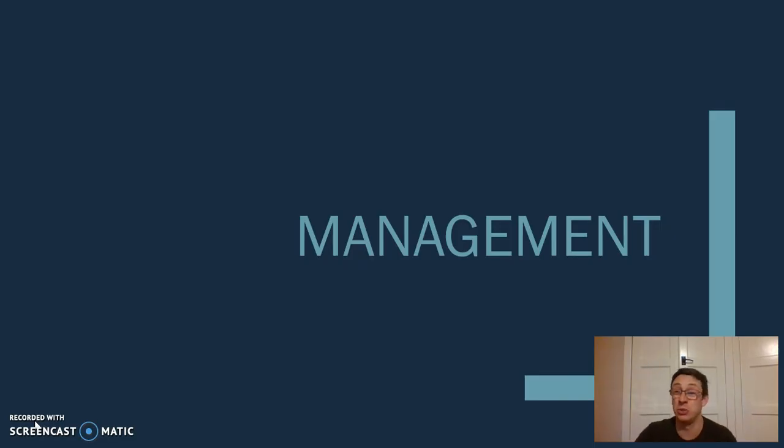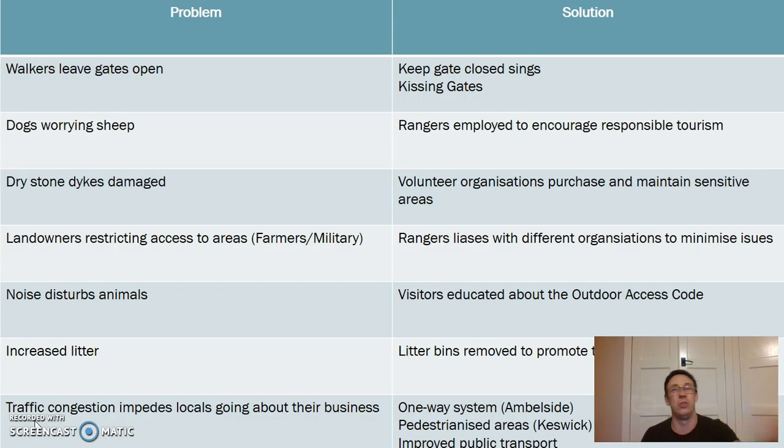Now, I'm going to blitz through some management stuff because most of the management strategies that I'm going to refer to are really straightforward. So if we get stuck into this, right, so walkers leaving gates open, put up signs, forgive the typo, that tell you to close the gates. Or you could install kissing gates, which you've all seen. It's the kind of gates that you walk through, but it'll automatically close behind you. Or you could have spring-loaded gates for the same idea.